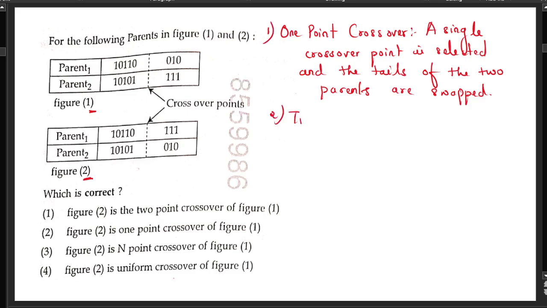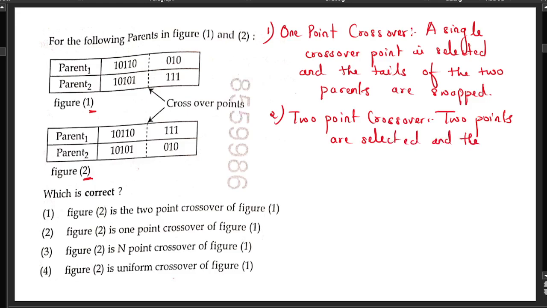This is the first one. Second one, 2-point crossover means 2 points are selected and the segment between these points is swapped.